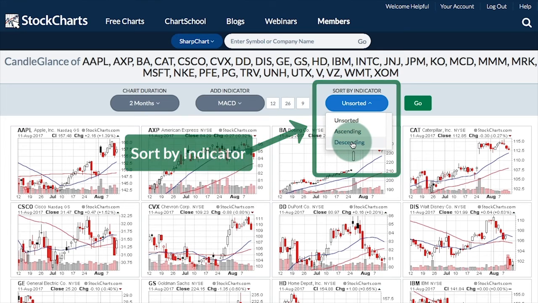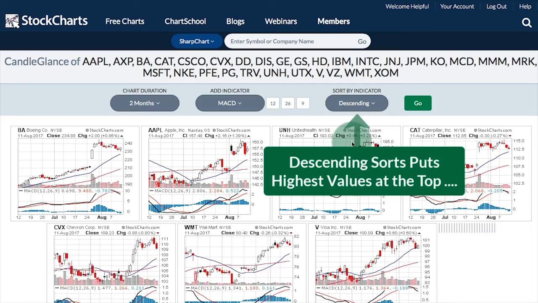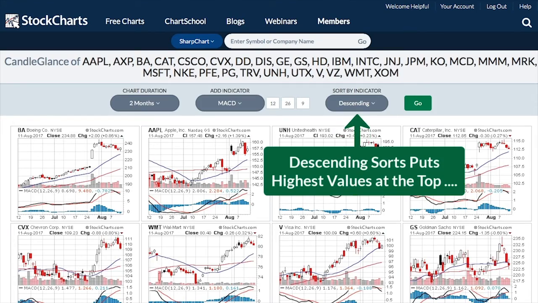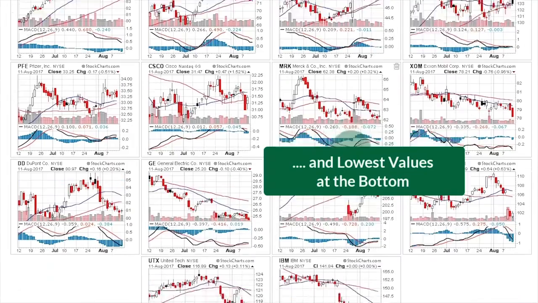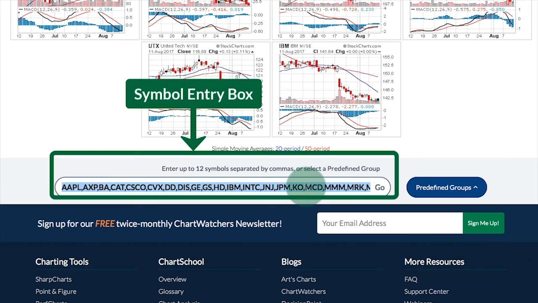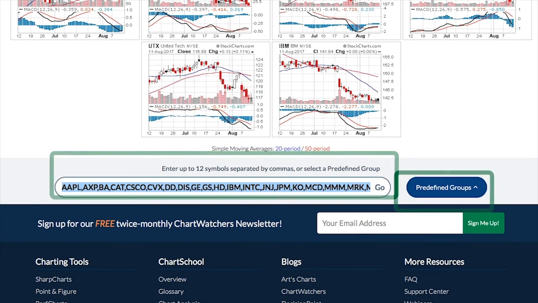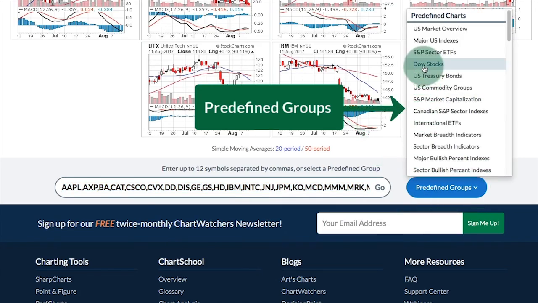If I sort by descending, when I click that, it'll refresh, and I will get the stocks with the highest MACD value at the top and the stocks with the lowest MACD value at the bottom. At the bottom, you can see all the symbols that are shown in the symbol entry box. You can change that, and you can enter up to 12 symbols separated by a comma for a custom candle glance chart, or you can select from the predefined groups on the right.